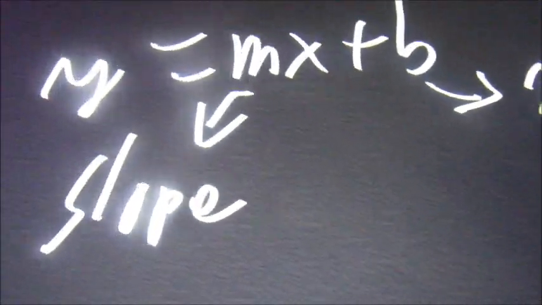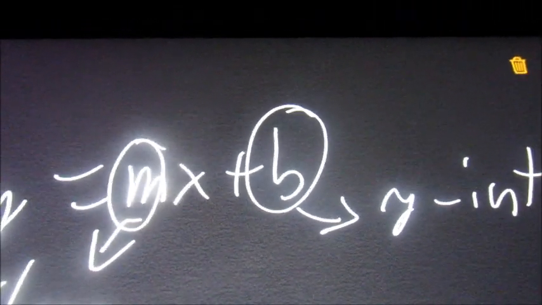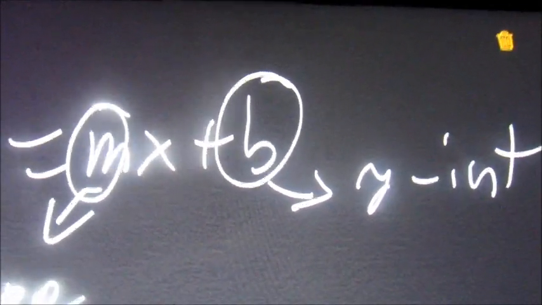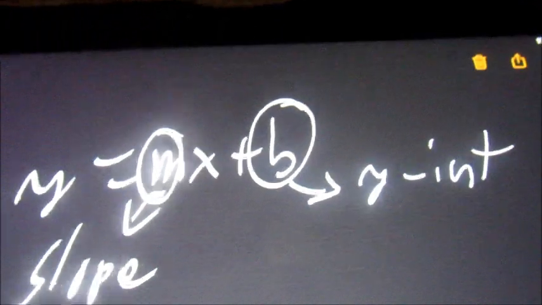So, when it's already in this form, you don't have to really do as much work. You know that this is the slope, and this is what's going to be your y-intercept. Now in this section, you no longer have to write the y-intercept as an ordered pair. You can just write y equals whatever, usually.